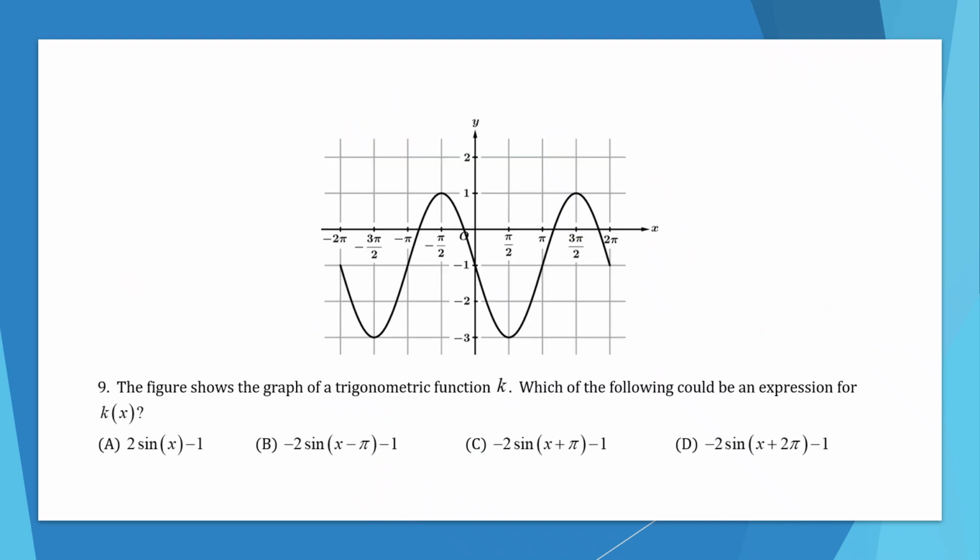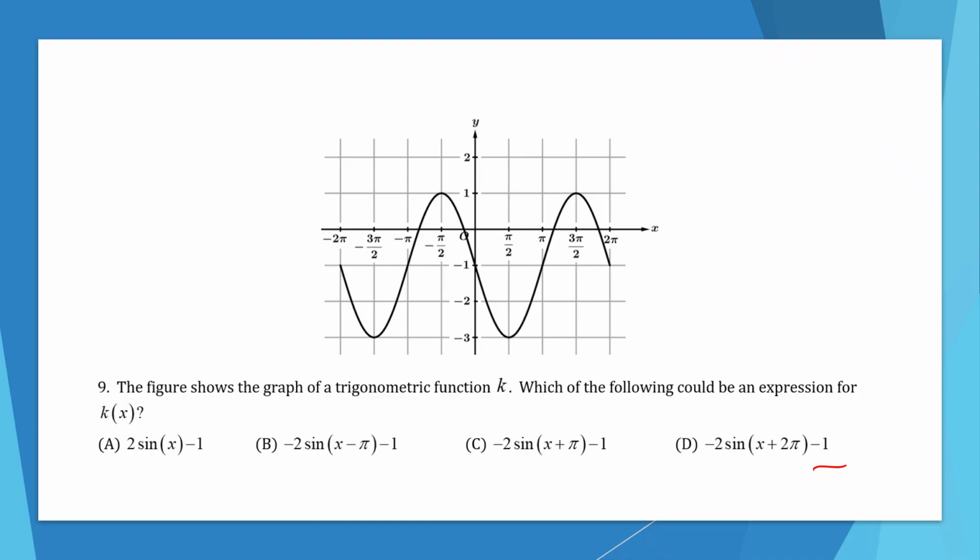All right, number 9, the figure shows the graph of a trig function k, which of the following could be an expression. So taking a look, the first thing I want to look at is the amplitude and the midline. So I see the midline here is at negative 1. However, all of these functions have negative 1, so that will not help us eliminate any. The amplitude should be 2 here. This is 2 units. Unfortunately, I see either a positive or a negative 2. Remember, you could have negative amplitudes, so that won't help us either.